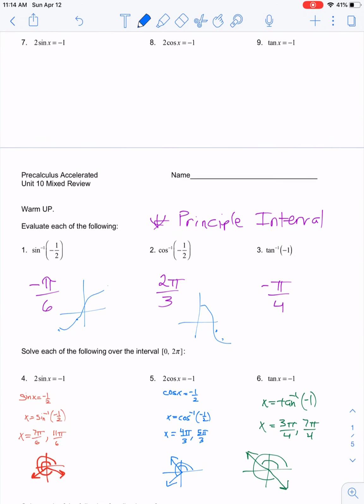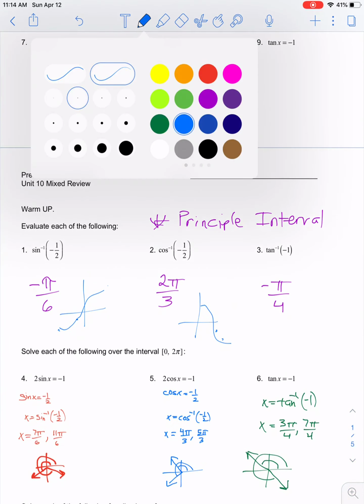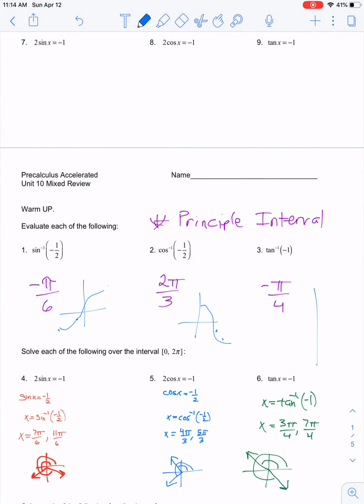And then tangents, building a graph of tangents. So like sine, we would go from negative pi over 2 to positive pi over 2. So I would use negative pi over 4 for my answer for problem 3. Again, inverse trig is thinking, okay, what angle has this given ratio?